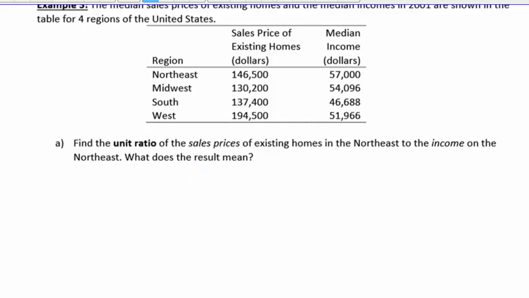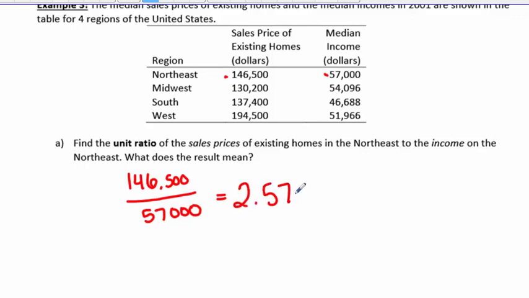The sales price in the Northeast, we're looking at these numbers right here. Sales price in the Northeast is $146,500 over the income, which is $57,000. Again, I want this to be a unit ratio, so I want to divide both numbers by, or just actually finish the division. If I need the denominator to be 1, I want to divide by 57,000. So we get 2.570.